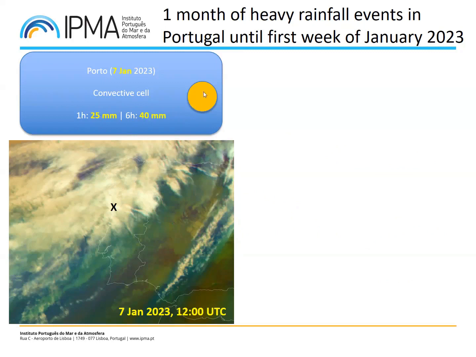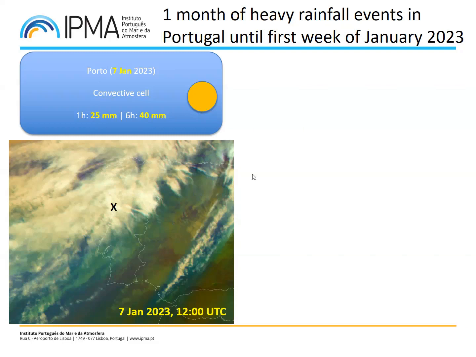So this circle here in the color is the level of the observation regarding the warning. So it was just an orange event in terms of what the automatic weather stations measured, but it was a very problematic situation because it was in the city of Porto. So we had many problems there. There were some issues with the construction of the subway that they have there. So it was a very problematic situation in Porto.